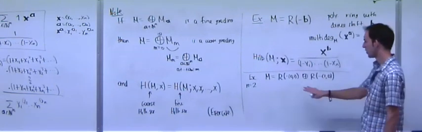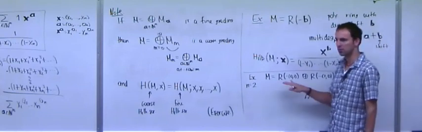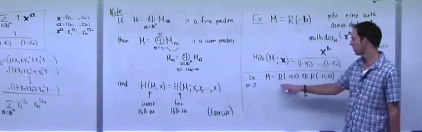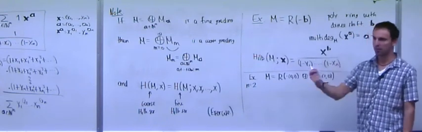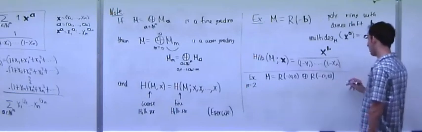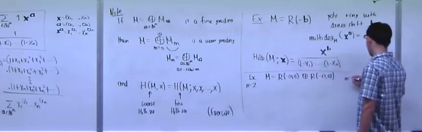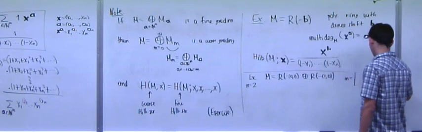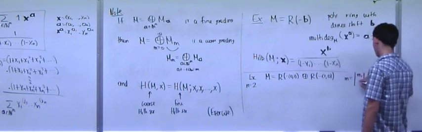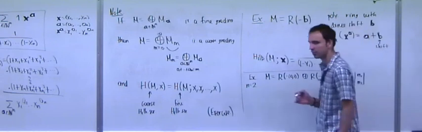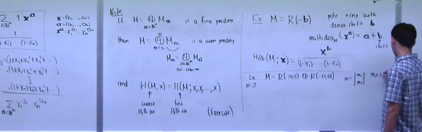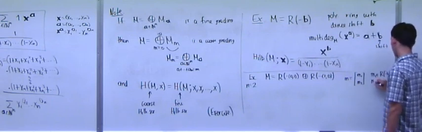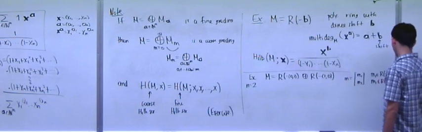So what do elements of this module look like? Well, this is a direct sum of two guys, and so you can think of it as just a vector, okay? Where you take an element and it looks like this, where M1 is in the first guy and M2 is in the second guy.